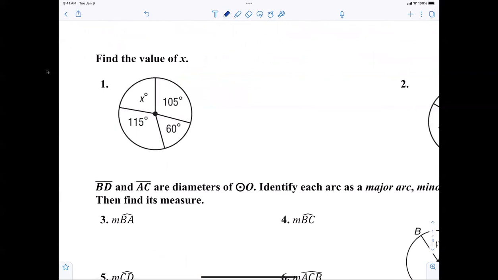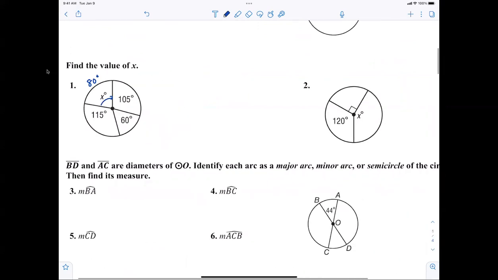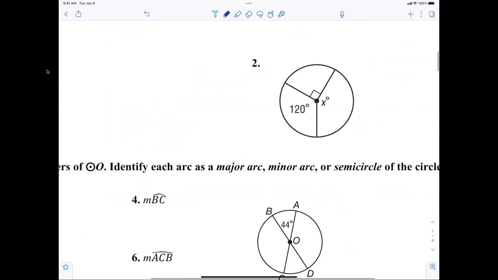So obviously, the measure of this is going to be how many degrees? Is everybody okay with that? 80 degrees, because the angles of the circle add up to 360. Now, again, not that it's such a big deal, and I'm sure you can do this, but help me out with 2. 150 degrees. Easy as that.